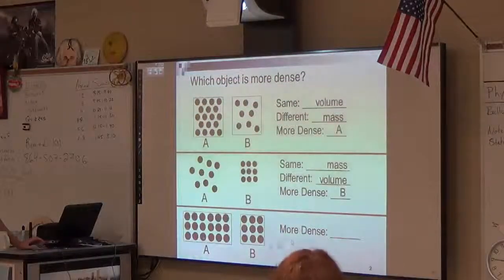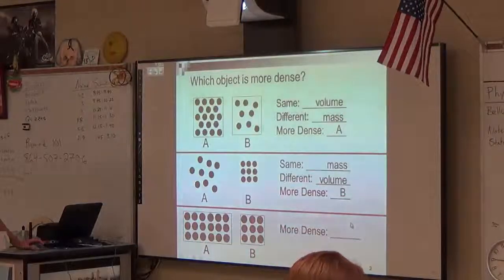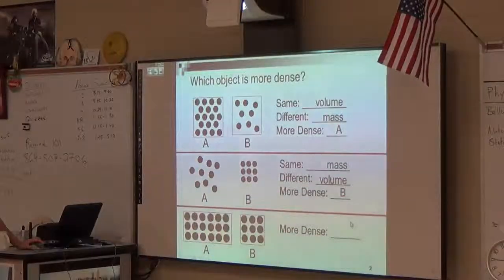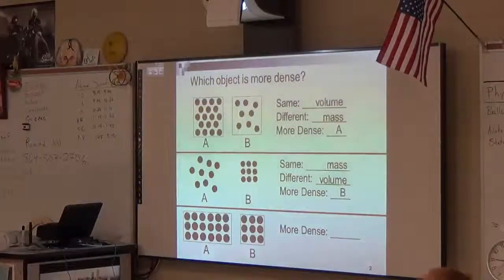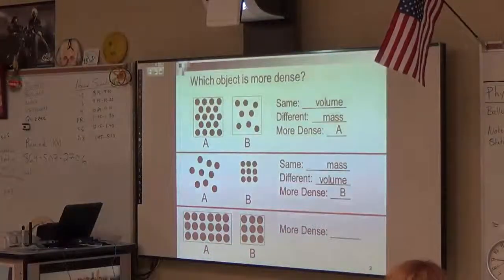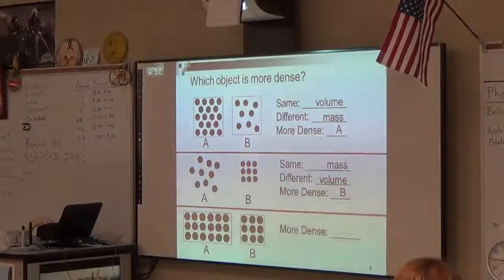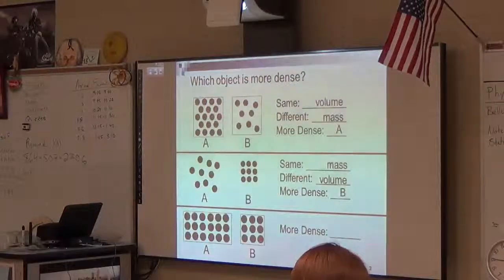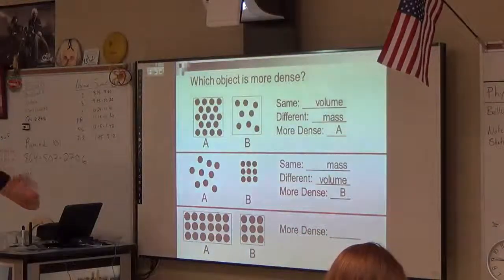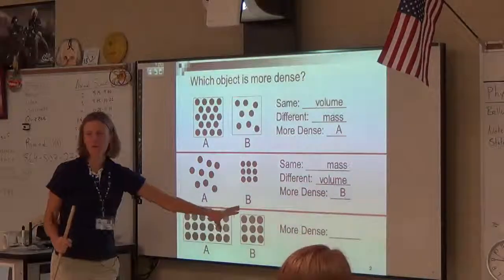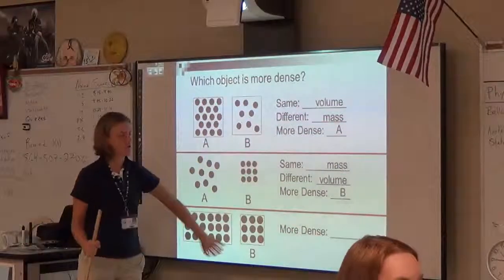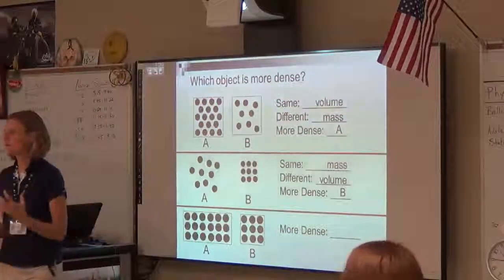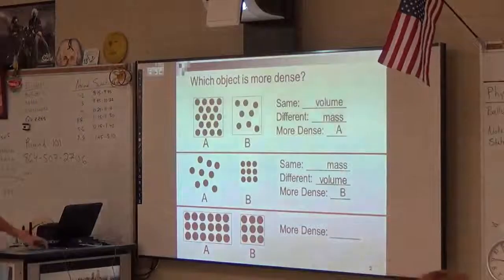Look at this last picture. What's more dense, A or B? Neither. Who says A? Who says B? Who says neither? Or equal? Good. They are equal. Yes, A is the bigger chunk. But if that was a bar of gold and you cut off a little section of the gold, it's still gold. A is gold, B is gold. It still has the same density. The particles are still packed the same.